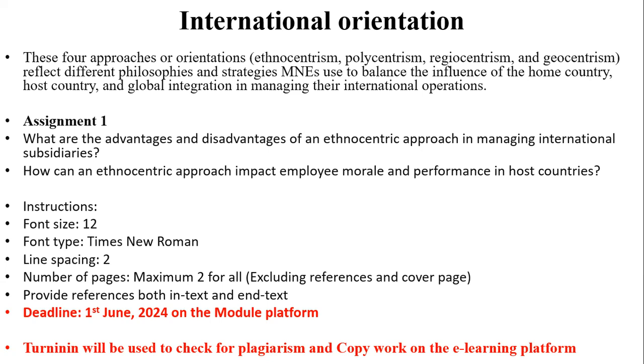But a different ball game altogether will ensue when the firm endorses a polycentric orientation, wherein the implication is that key positions will be open to individuals in the host country to occupy, and such people are also provided the authority and autonomy to control affairs over them. But of course, they must mutually support and not deviate from the standards that have been set by the headquarters. So that is just by way of introducing the international orientations.